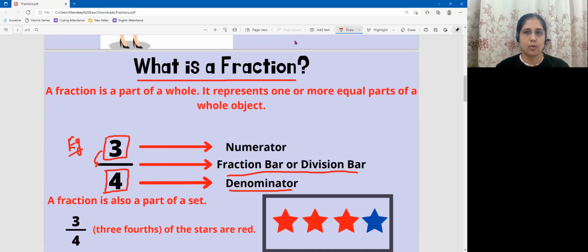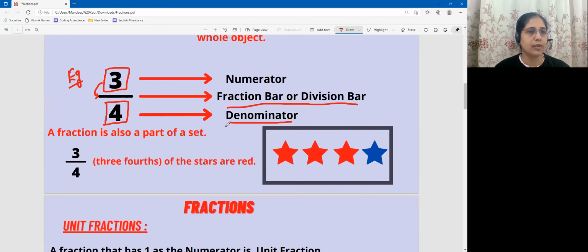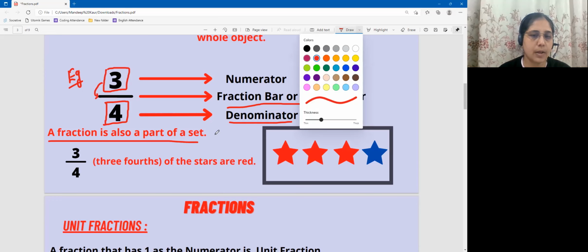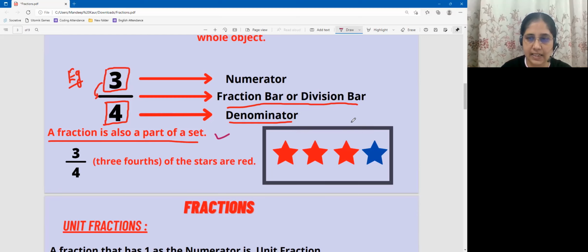Okay. So now, one more thing I would like to tell you: a fraction is also a part of a set, right? Let's take a look at this example B. Here I have taken 4 stars. 3 of them are red and 1 is blue. So we can say that 3/4 of the stars are red in this example. So 3/4 is the fraction of the stars which are red. Correct? Okay. Now let's move ahead.